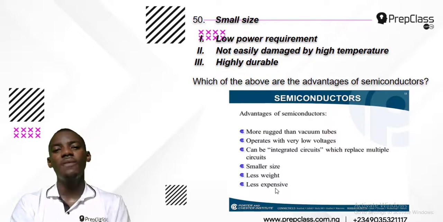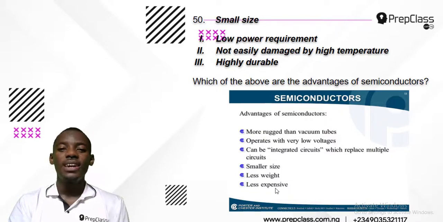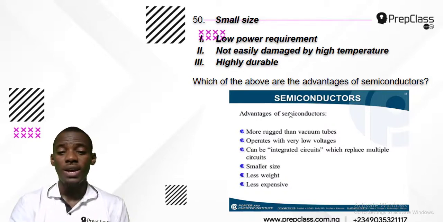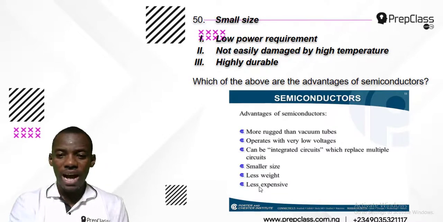Now, from the beginning of computers, you were taught that the first computers that were made were actually very big, and they also produced much heat. But now we have simple computers by the knowledge of semiconductors, because semiconductors have smaller size and they also weigh less, so they are also cheap. They are very, very cheap, and that's one thing about them. But which of them is the advantage?